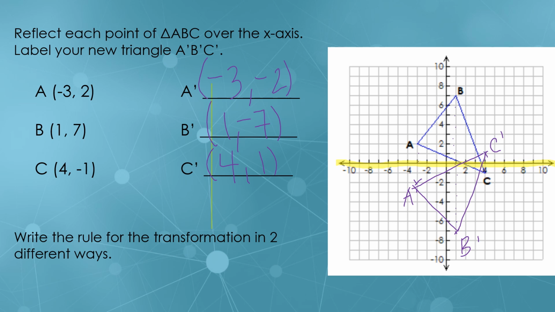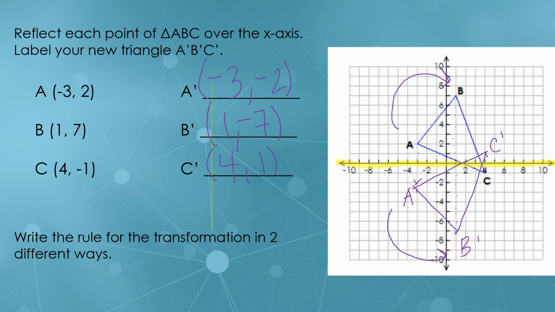What you should hopefully notice is that this has opposite orientation. If I go from A to B, that is a clockwise direction. But if I go from A prime to B prime, that is a counterclockwise direction. So reflections have opposite orientation.